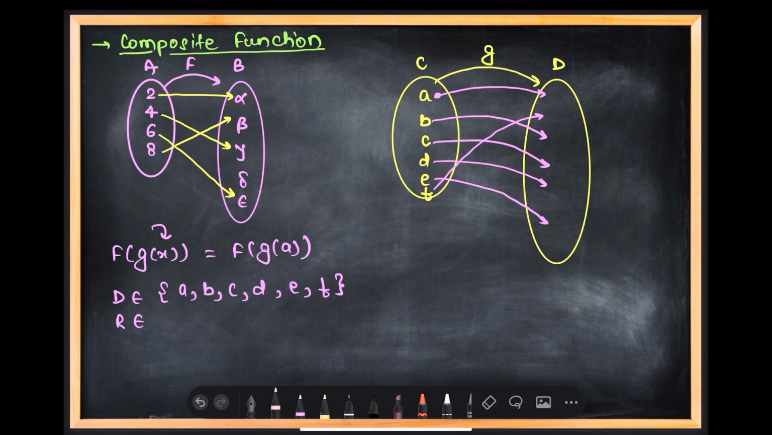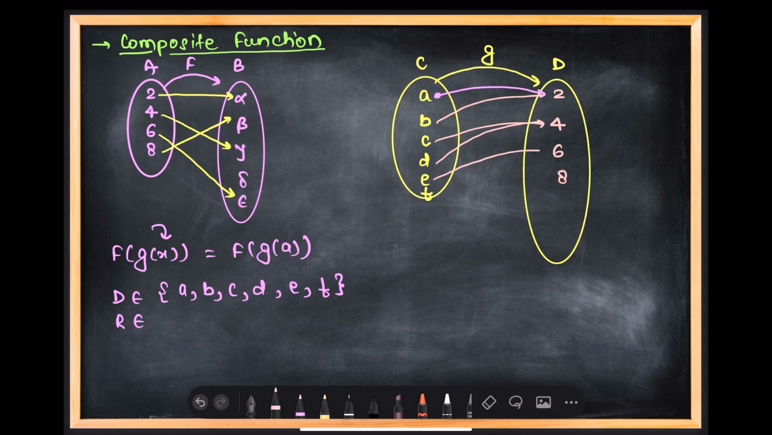I will be writing 2, 4, 6, 8. So B is connected with 2, C is connected with 4, D is connected with 4, E is connected with 6, F is connected with 8. Okay. Now, the domain is still the same. Now, if you give A to g, A will be processed by g and will produce 2.